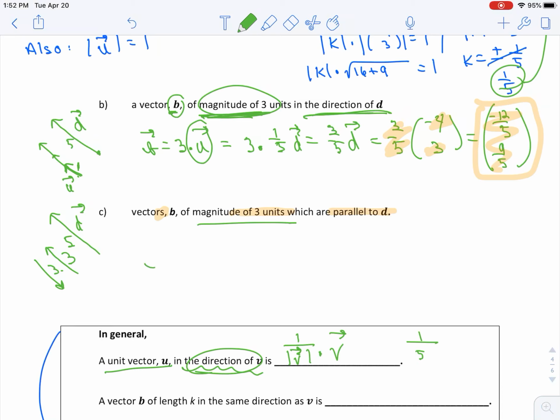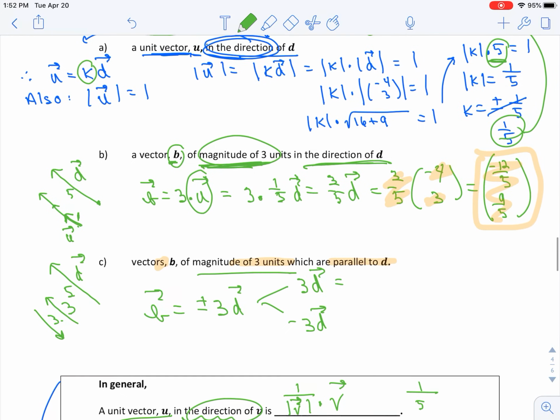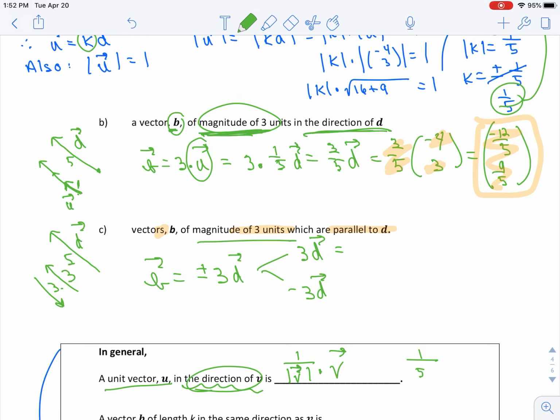So that means our vector B this time is going to be positive or negative 3 times the unit vector. Sorry, back up. It has to be plus or minus 3U, all right, because this is 3 times the unit vector, and this is also 3 times the unit vector, but it's negative.